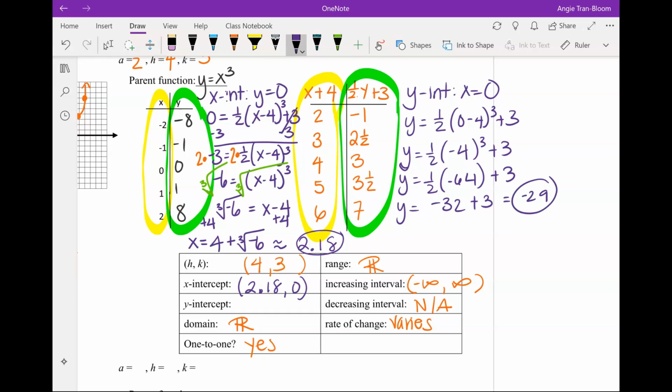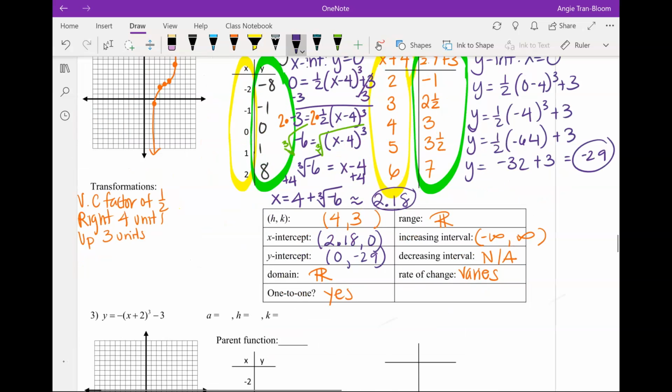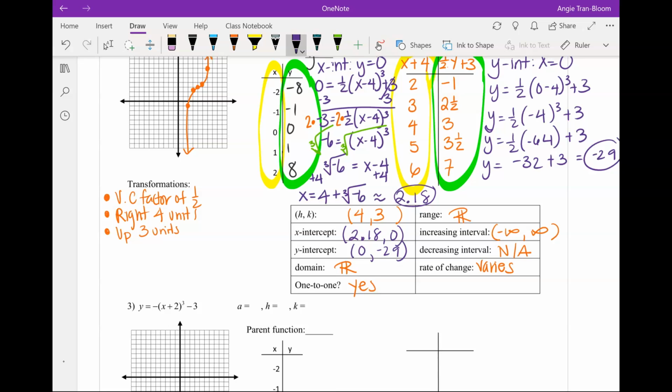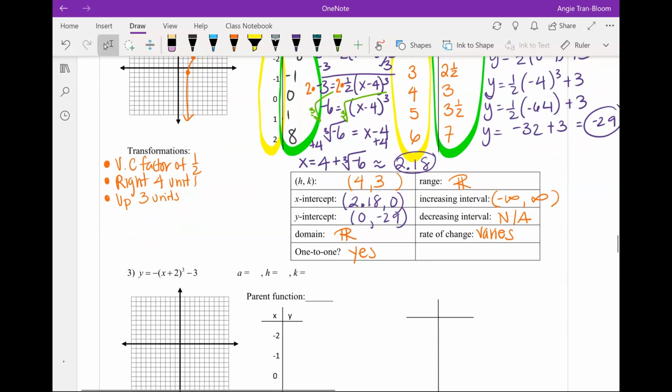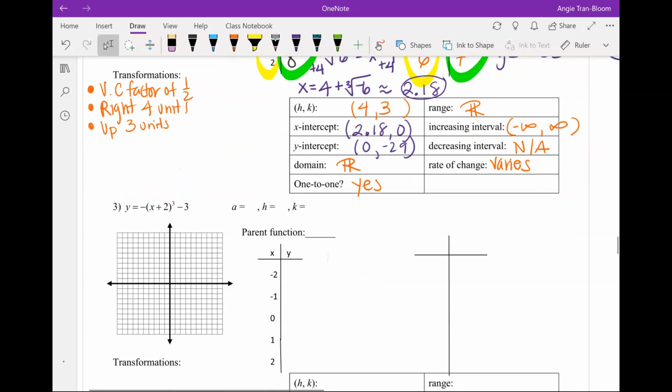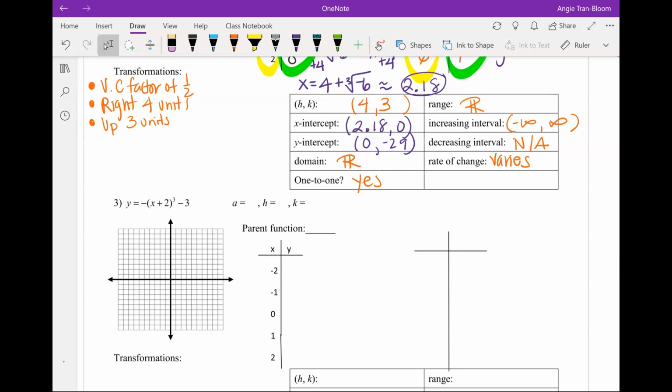Good. Class, can you guys see why we do not see the y-intercept on our graph? Because it's all the way down at negative 29. That's why it's not graphed on our paper. Okay. Example 3. A, H, and K. Ben, what are those? A is -1. H is -2. K is -3. Good job.